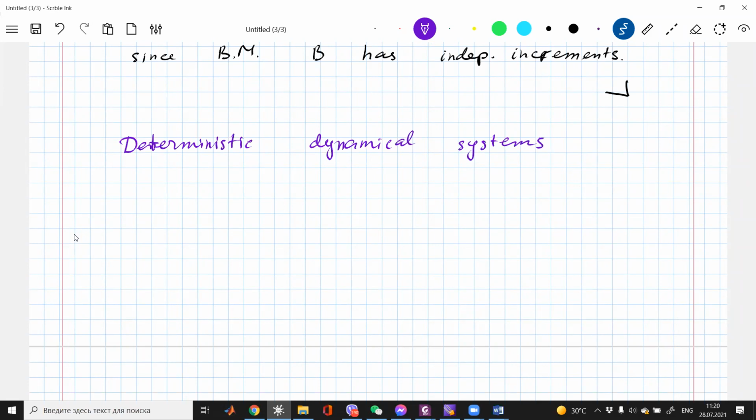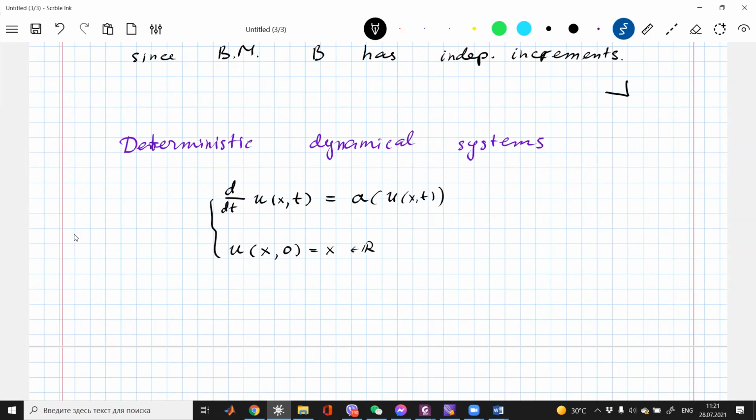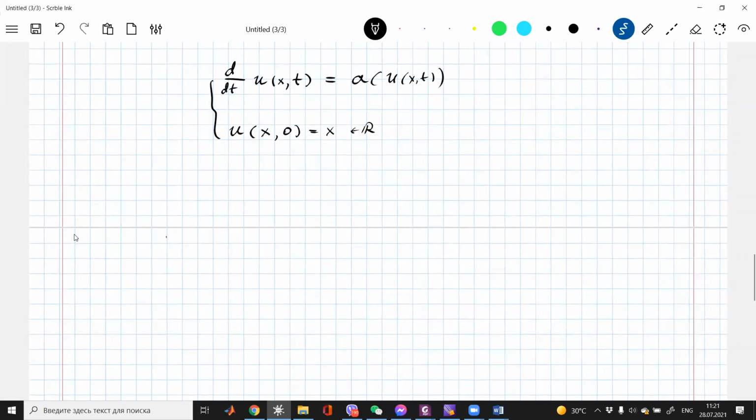what do we have? For example, we have some differential equation, d from dt, that describes the motion of some object. So, for example, this u is the position of the object at time t, and it is equal to some function of u from x, t, and this first argument is the starting point. So we know that we start from a point x from R. Yes, so this is such a Cauchy problem. And what do we have here? So we can give a picture.